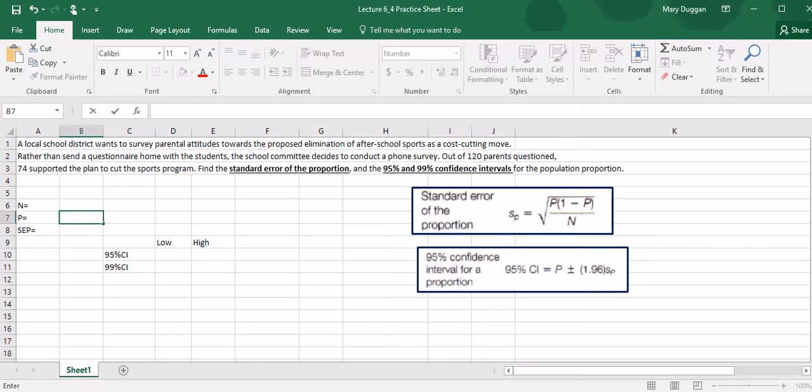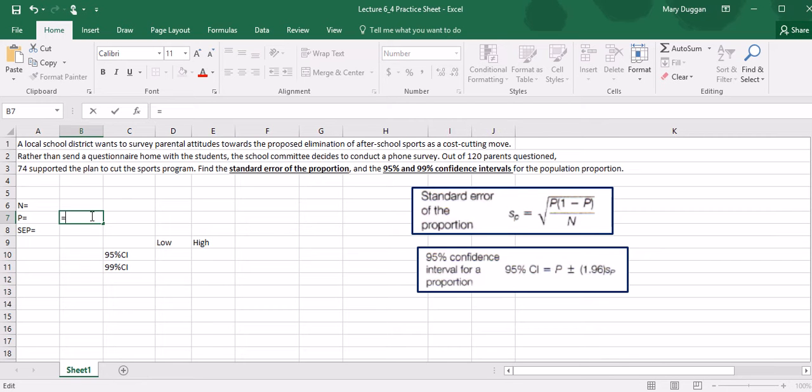The first thing we will need to do is look at the formulas and see what information we're going to need. So we're going to use this set of formulas on the right to calculate the standard error of the proportion and the confidence intervals for proportions. And proportion is represented by P in these formulas. In the standard error of the proportion, what is required is the n and the proportion itself. We don't even actually have the proportion yet, however. We know that 74 people supported cutting the sports program out of 120, so we can do some division very quickly to find the proportion.